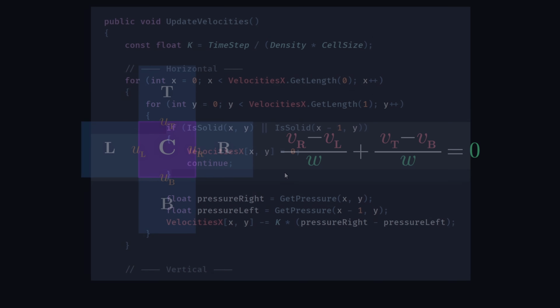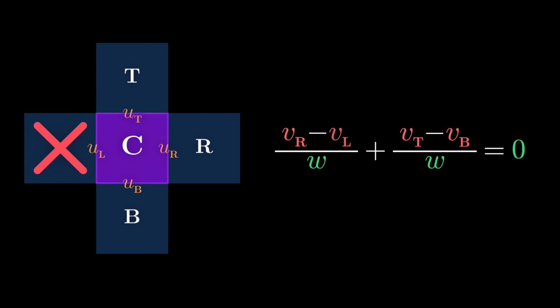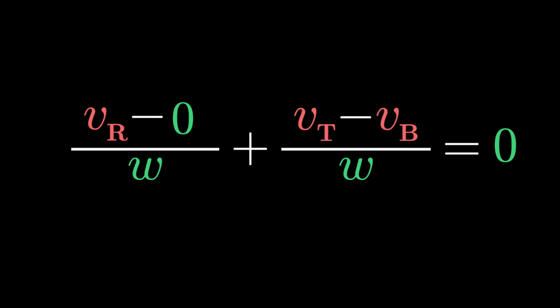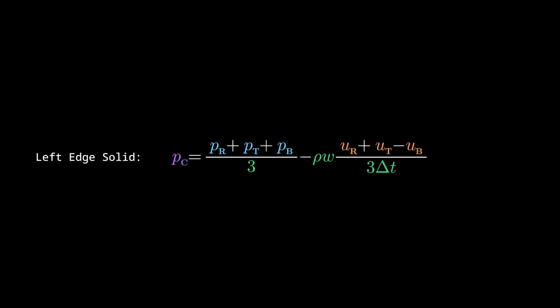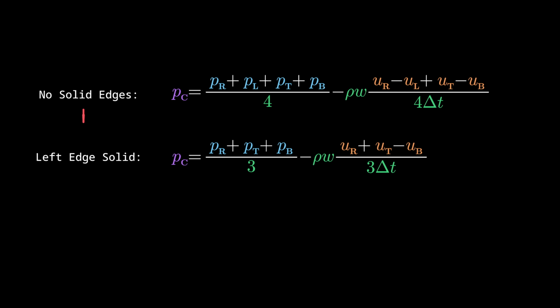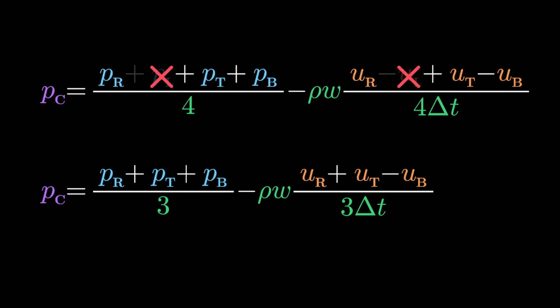So returning for a moment to that equation we wrote for the divergence of our new velocities being 0, let's imagine that the left edge, for instance, is a solid cell, and so this velocity value is going to be forced to 0. With that little modification, we can solve for the central pressure once again, and here's what we end up with. Comparing it to the original result, we can see a very simple pattern for what happens when we add in a solid cell. The velocity and pressure at that edge have both been removed, and the number we're dividing by is reduced by 1.